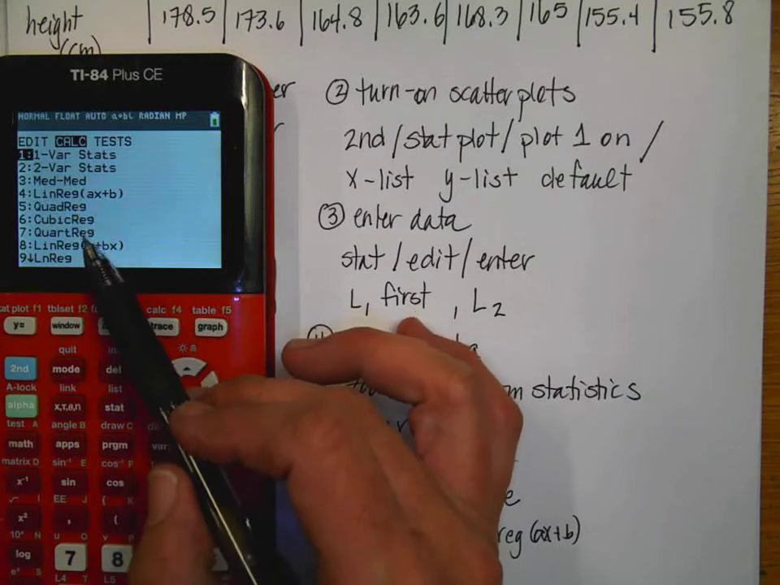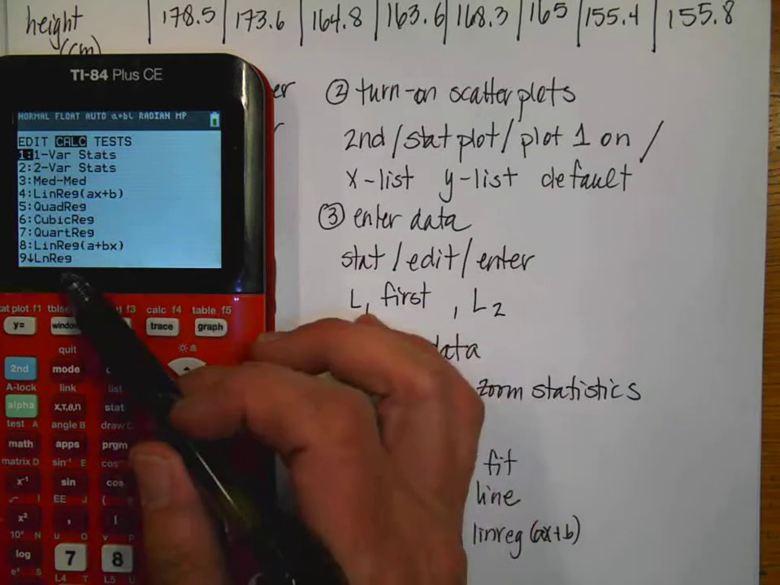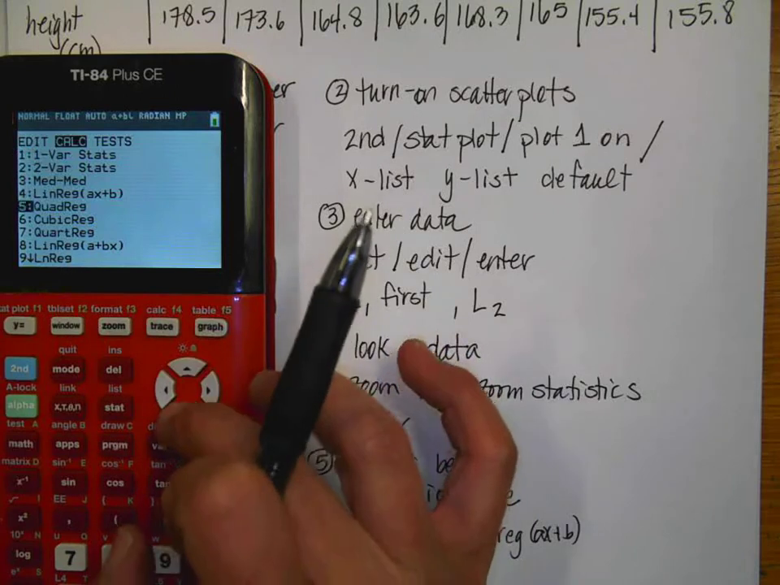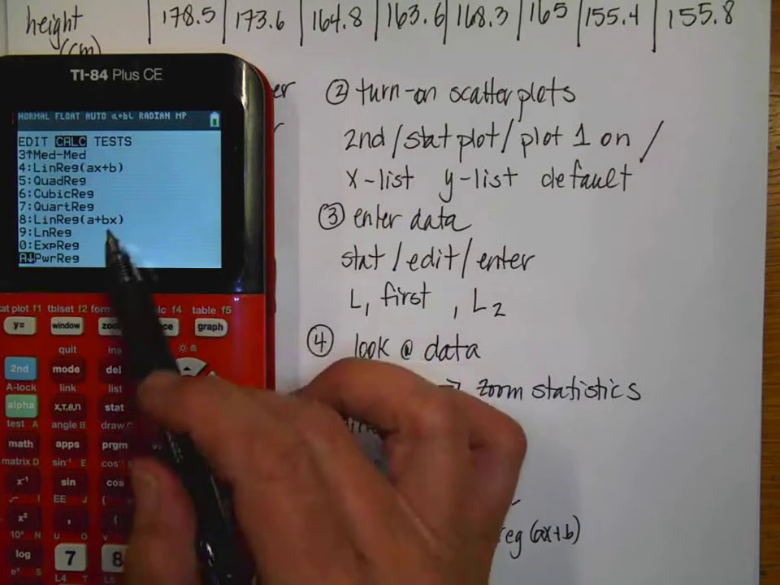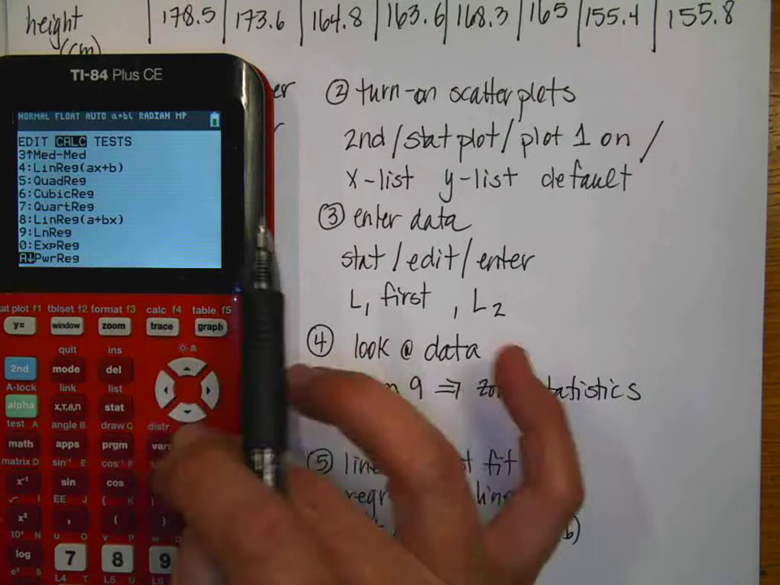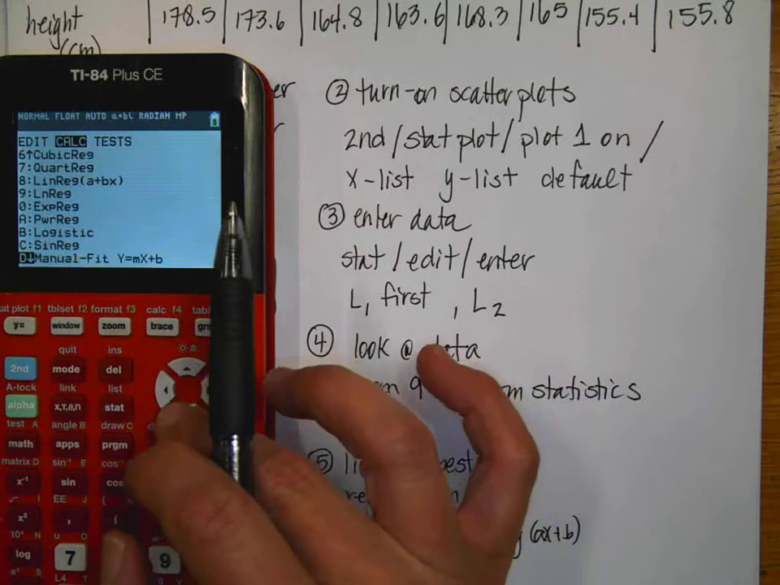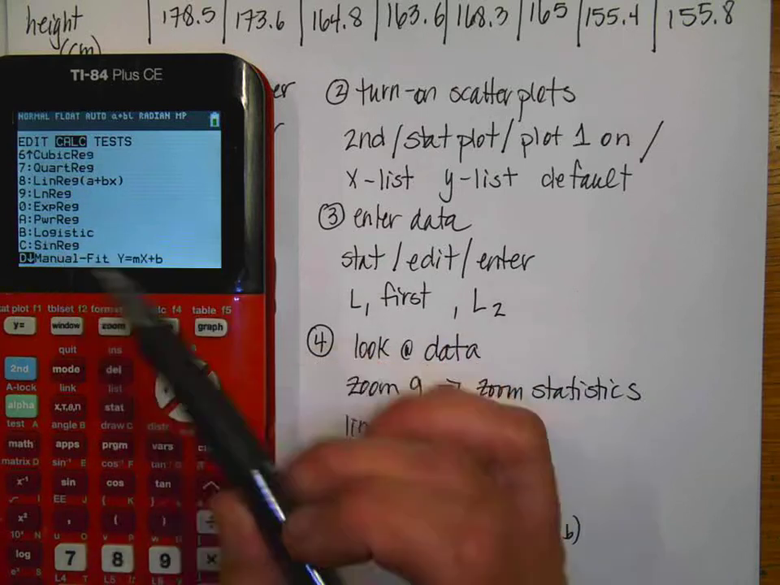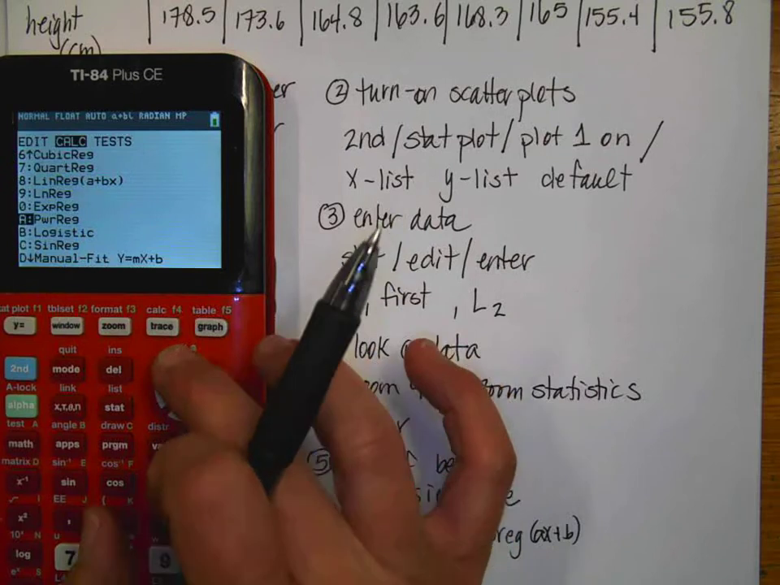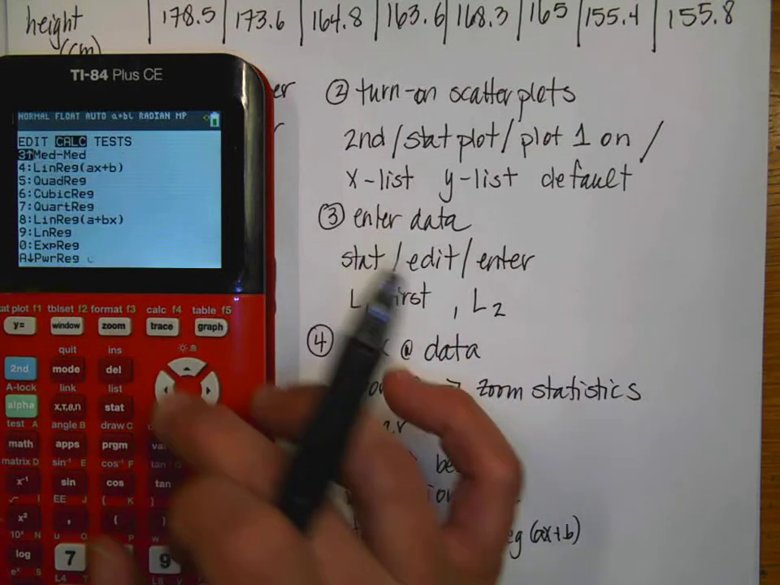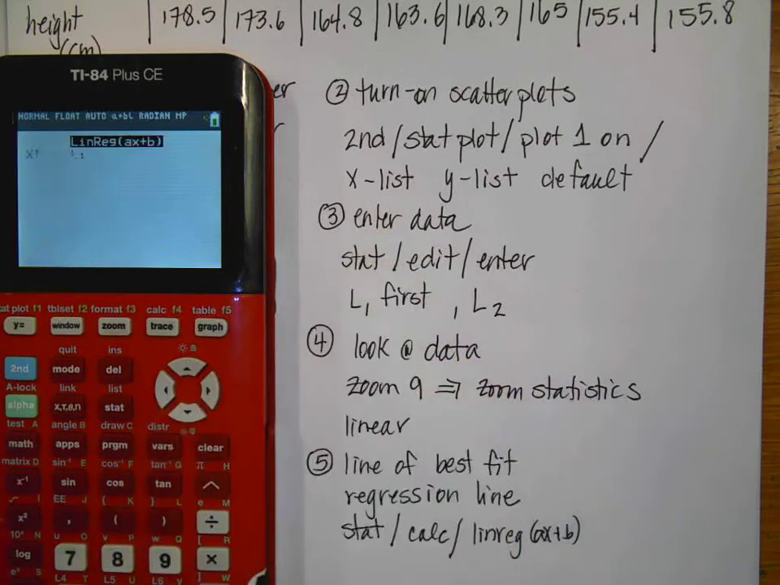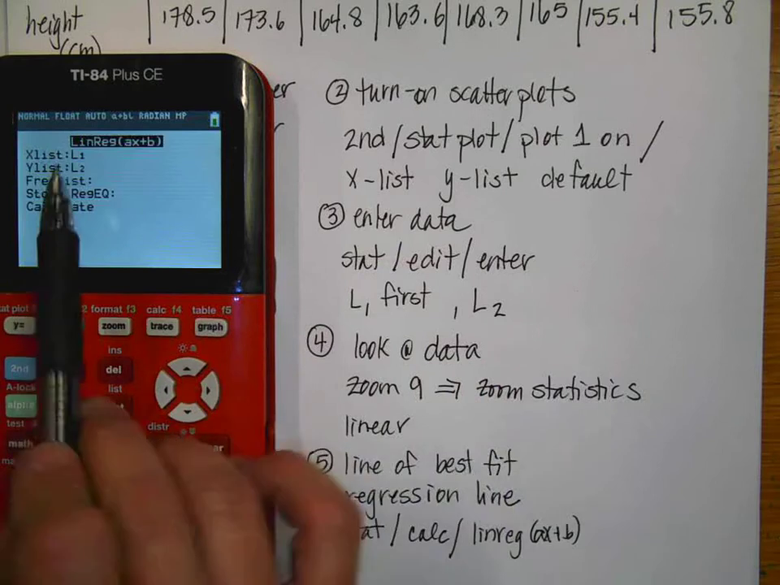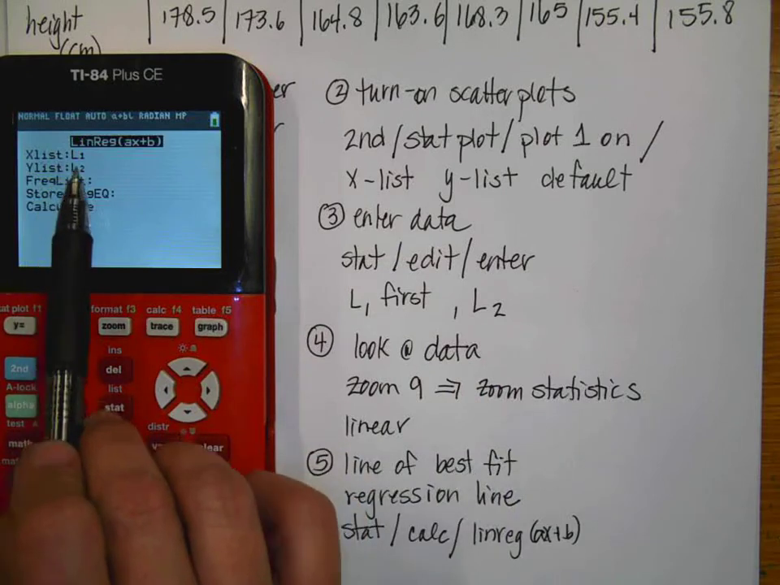There's all different types of regression. I could do quadratic, cubic, quartic, which means it's to the 4th degree, natural logarithmic regression. This one you don't want to choose. I could do exponential, I could do power, I could do sinusoidal. Holy cow, there's a lot to choose from. But we want to choose a line because it looks like a line. And I'm going to hit enter.